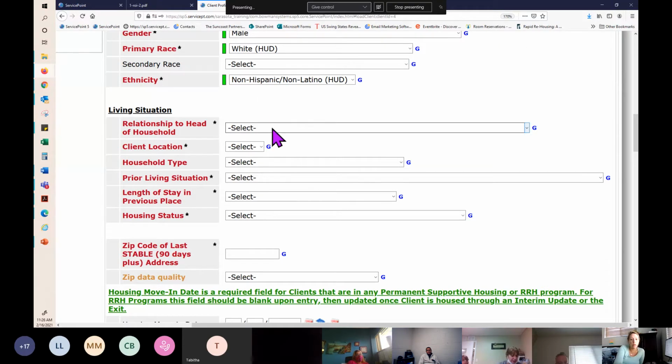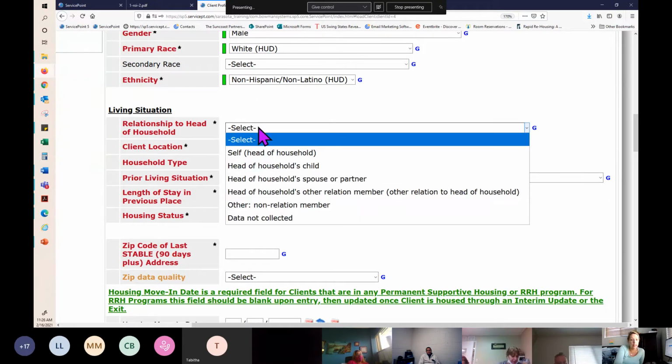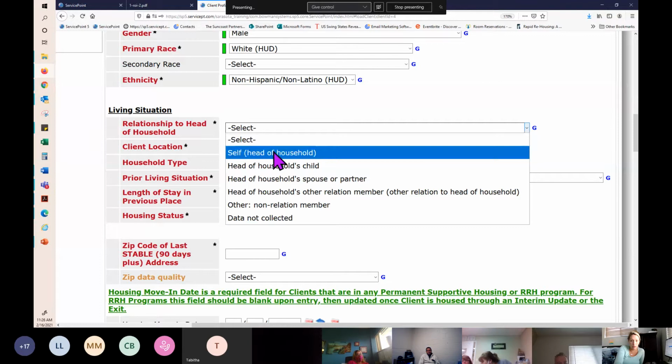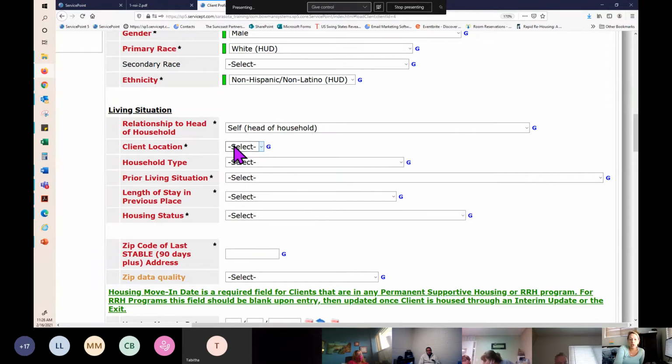Relationship to head of household, we're going to identify that he is himself the head of household. Our client location, he's in Sarasota, Manatee. You don't have multiple options. It will be FL 500 or FL 519.